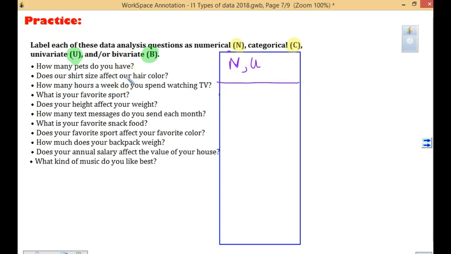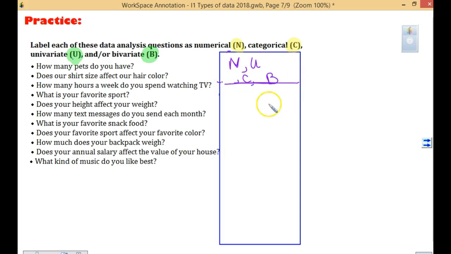So the next one says, your shirt size affects your hair color. Oh, shirt size is numerical. Hair color would be categorical, right? And this would be bivariate. Does that make sense? No. Okay, your shirt size is a number, right? Maybe? Or is it a category? It can be a category, so it might be large. So maybe we just have C for category, and B for bivariate.